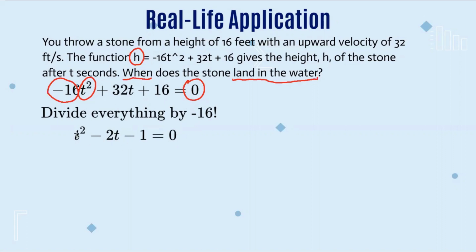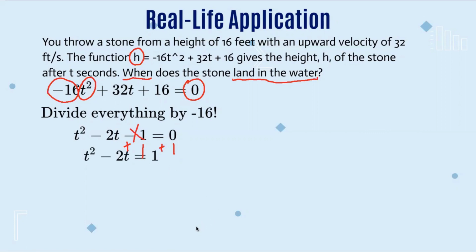So now you have an equation that you can use complete the square to solve. You have t squared minus 2t minus 1 equals 0. First, I want to get rid of this minus 1 right here so that I can replace it with my c value. I'm just going to do that by adding 1 to both sides. That would give you t squared minus 2t equals 1.